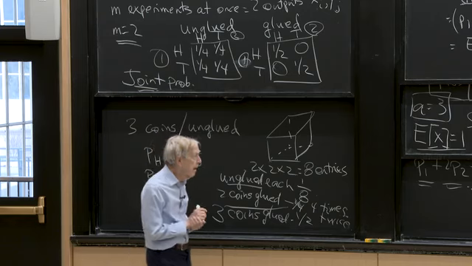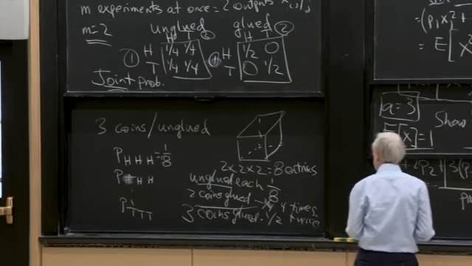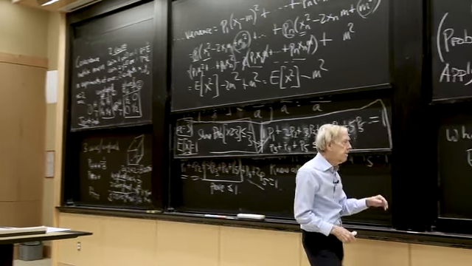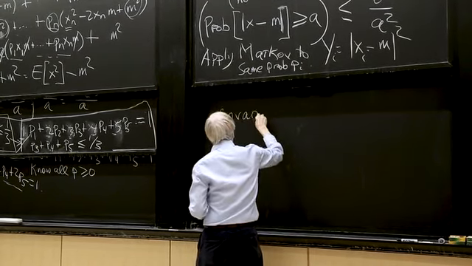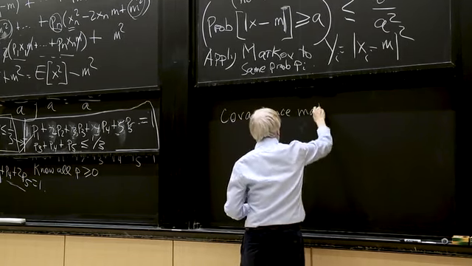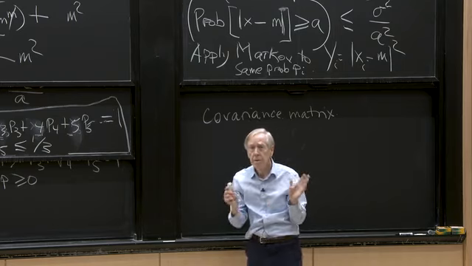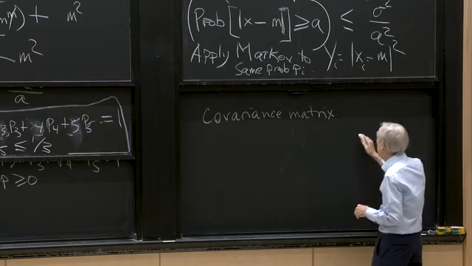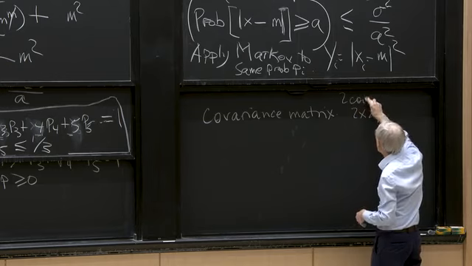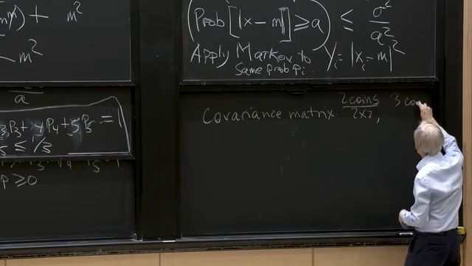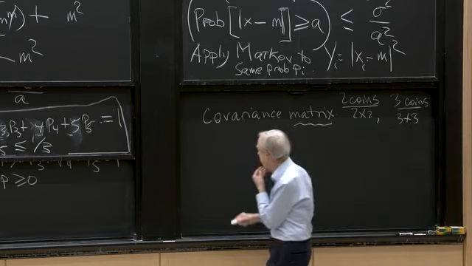Okay, so now I have to say, what is the covariance matrix? So now I'm ready for that, and I'll put it here. That's the final topic for today. So the covariance matrix. I'm saying matrix because it's going to be 2 by 2 for 2 coins. So it is a matrix. For 3 coins, it will be 3 by 3, but it is a matrix. Okay, so how is it defined? And what am I going to call it?